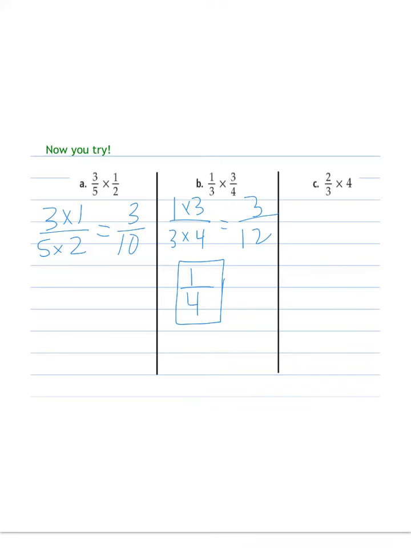And the last one, 2/3 times 4. Okay, 2/3 times 4, since the whole number we put it over 1. 2 times 4, 3 times 1. We get 8/3. How many times does 3 go into 8? Well, 3, 6, 9 gives us too many, so it goes in there 2 times. If it goes in there, that's 6, and there's 2 left over out of 3. So there's our answer.